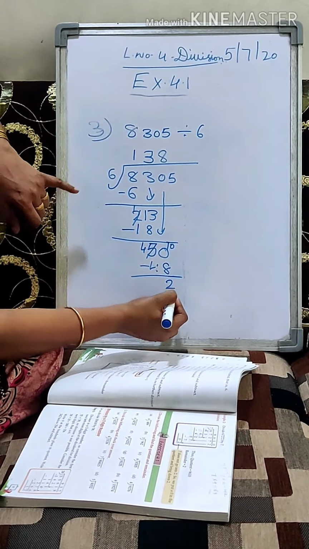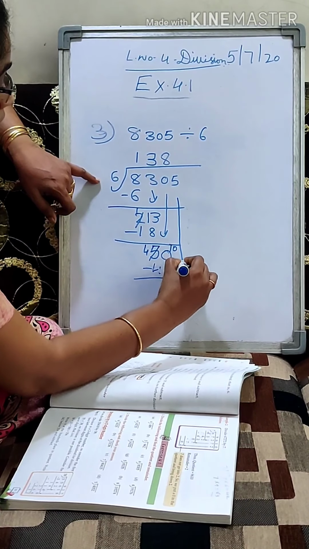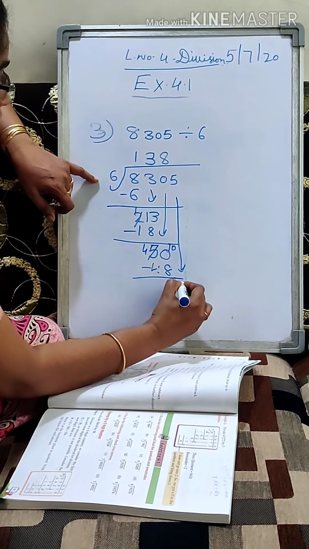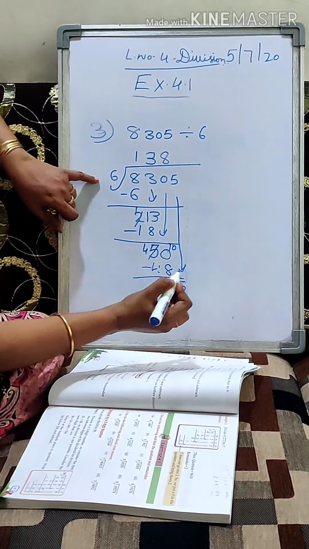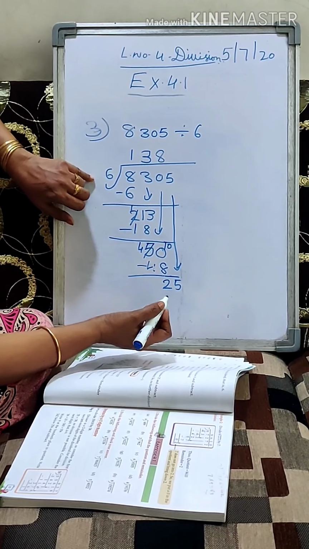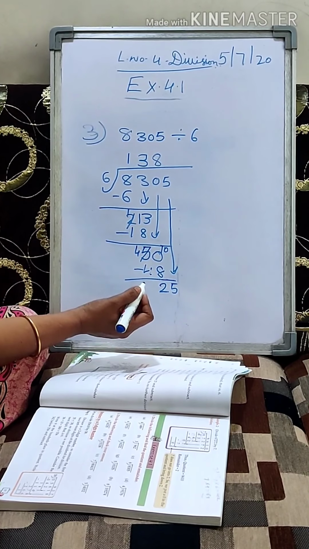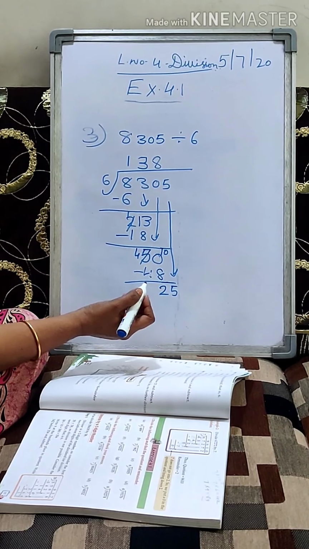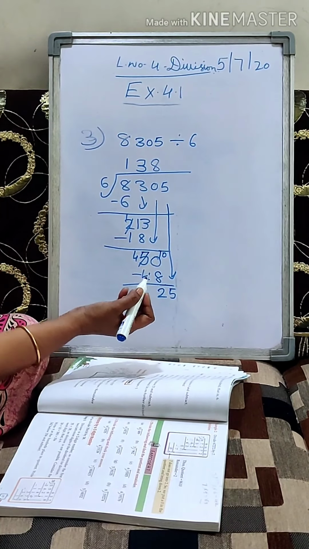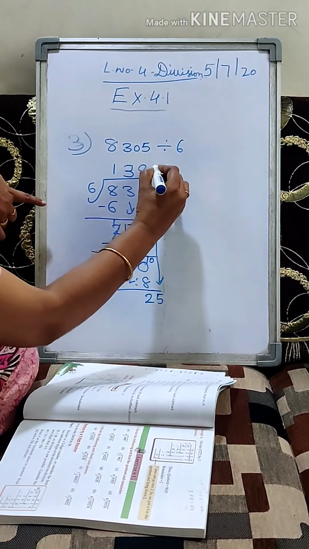Again it is smaller than our divisor. Then bring the next digit 2 down. That is 25. Let us see how many 6 are there in 25. You say the table. 6 1s are 6, 6 2s are 12, 6 3s are 18 and 6 4s are 24, 6 5s are 30. But we should take the number before, then 6 4s are 24.